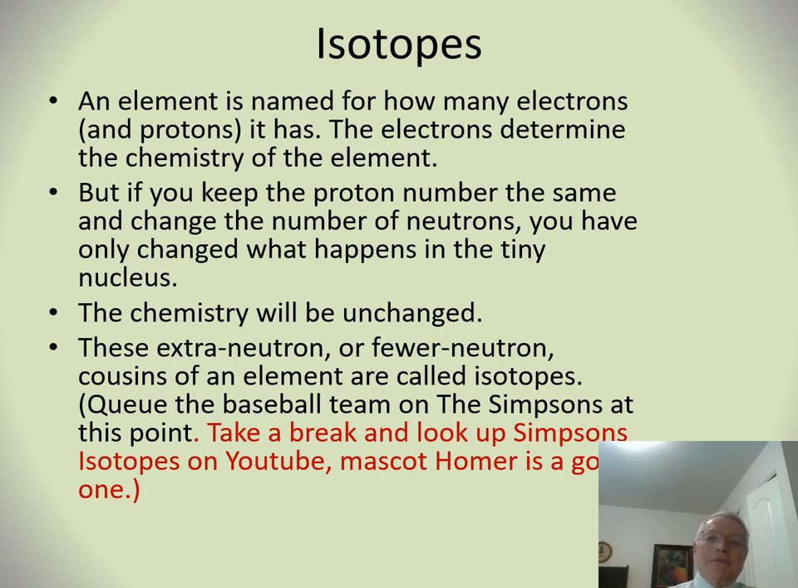Okay, we need to talk about isotopes. An element is named for how many electrons and protons it has. The electrons determine the chemistry of the element, and that's why it has the name that it has. But if you keep the proton number the same and change the number of neutrons, all you've done is change something down in that tiny nucleus, 100,000 times smaller than the atom. The chemistry will be unchanged. The chemistry pretty much doesn't care what you have down there. These extra neutron, or maybe fewer neutron cousins of an element, are called isotopes.